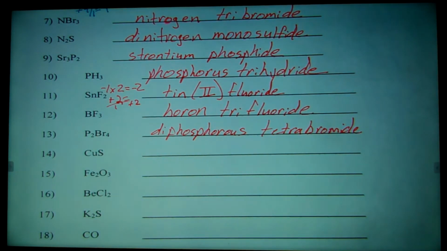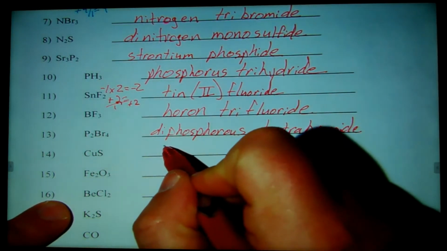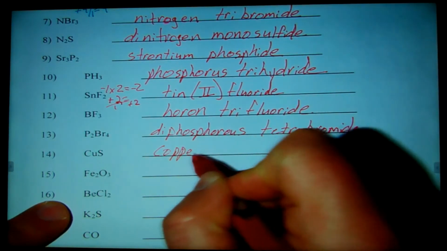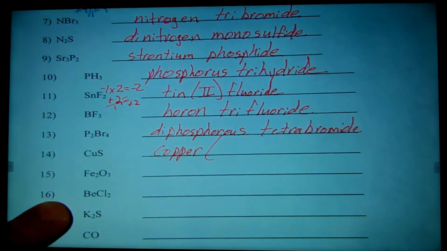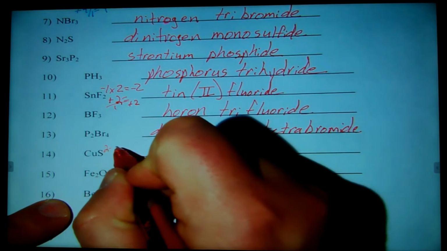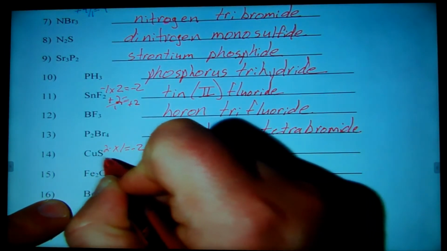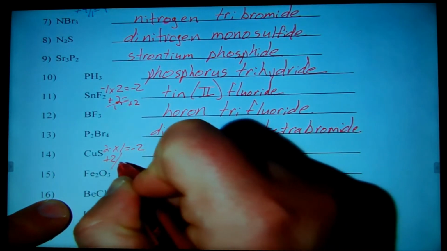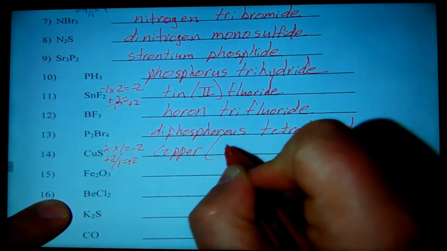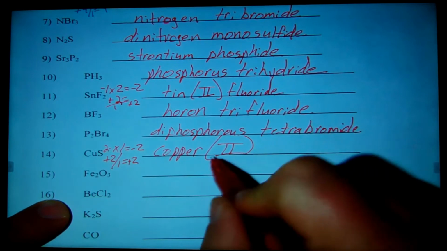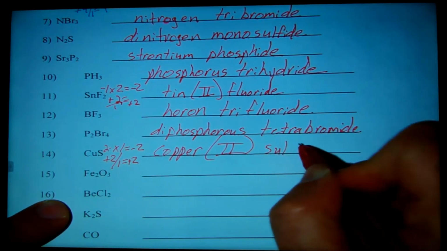Number 14 has copper and sulfide. Copper is d-block, so it has to have a Roman numeral with it. First step, name the first element: copper, parentheses, and we have to find the charge of copper. Charge on sulfur is -2 times 1, -2. So copper must be +2. There's only one of them, so it's +2. Copper(II) sulfide.